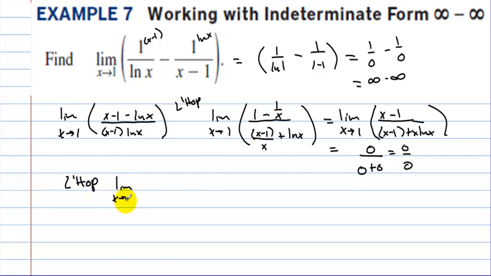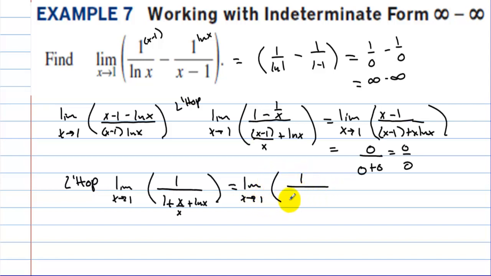We have the limit as x approaches 1 of, on top we just have 1, over 1 plus first times derivative of second plus the second times derivative of the first. And that's equal to the limit as x approaches 1 of 1 over 2 plus the natural log of 1. And actually we plugged 1 in, so I wouldn't write the limit. That's equal to 1 over 2 plus 0, so the final answer is 1/2.